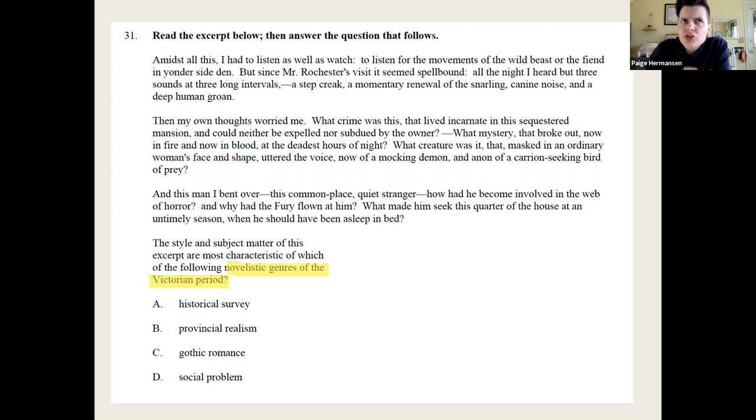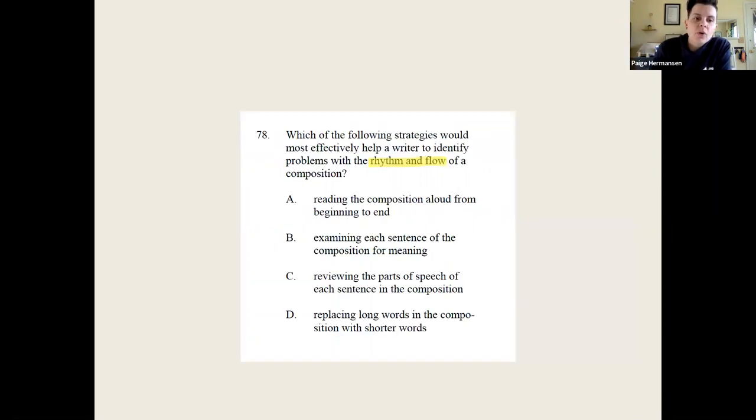Okay, so let's shift gears for the moment. In our future MTEL sessions, we're going to look more in depth at passages like this one, more in depth into questions about literature. But for now, let's look at a couple of these rhetoric and composition questions that we scanned over before. So switching gears in our brains from literature to strategies that will help students learn to write, right? So this question asks, which of the following strategies would most effectively help a writer to identify problems with the rhythm and flow of a composition? So let's think about this.